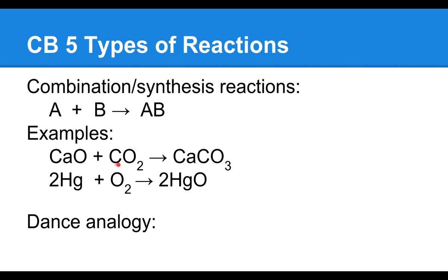Here are some examples. Calcium oxide reacts with carbon dioxide to form calcium carbonate. Or we have mercury plus oxygen gas gives you mercury oxide, or mercury(II) oxide.